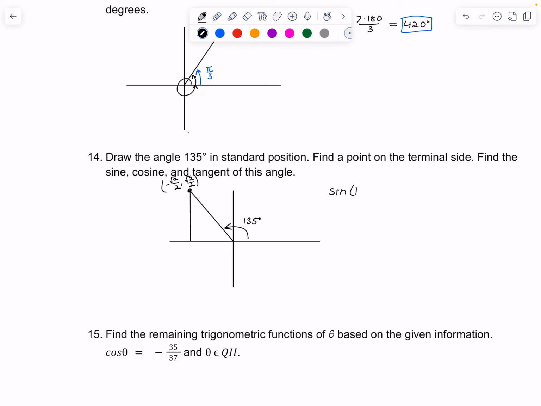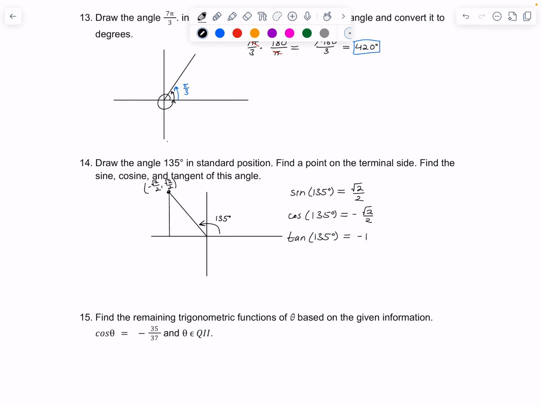So the sine of 135 is equal to root 2 over 2. The cosine of 135 is negative root 2 over 2. And the tangent of 135 is negative 1 because it's sine divided by cosine.